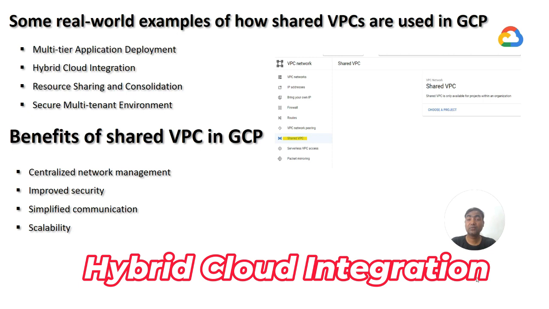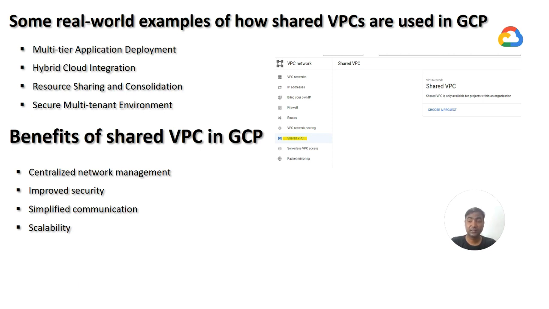In hybrid cloud integration, guys, if you have your own on-premises infrastructure and GCP resources like Cloud SQL and Compute Engine instances, shared VPC can bridge the gap. By attaching your on-premises network to the shared VPC, you can grant secure access to specific GCP resources for authorized users while keeping sensitive data within your private network. This facilitates hybrid cloud deployment and seamless data exchange.